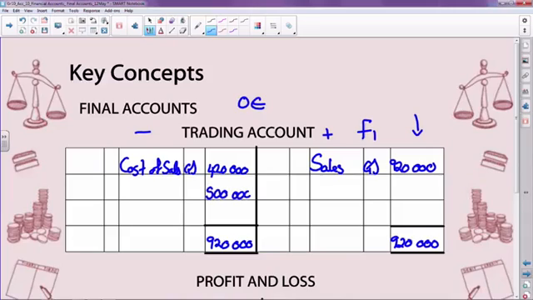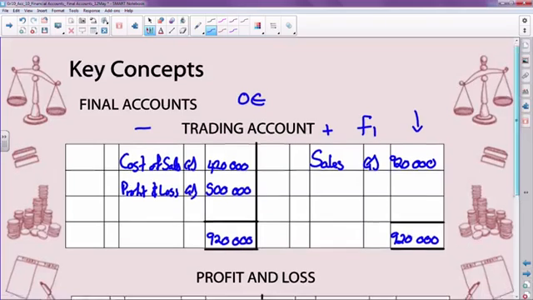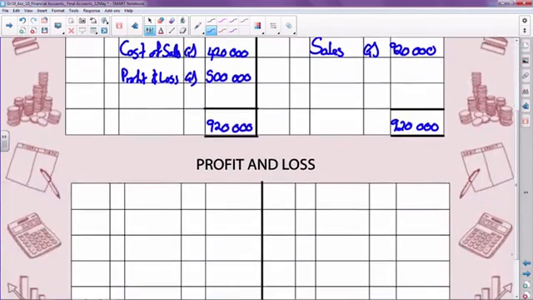Now, where do I take this 500,000? Where does trading account, step number 4, where do we close trading account off to? I take it to the profit and loss account, GJ. And therefore, I'm going to complete step number 4 now, and I'm going to say trading account, GJ, and I'm going to say it as 500,000. Now, step 4 done. Now, what's step number 5?